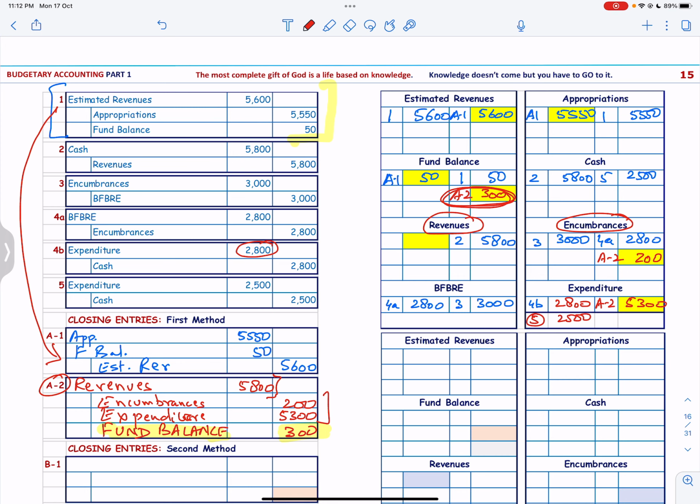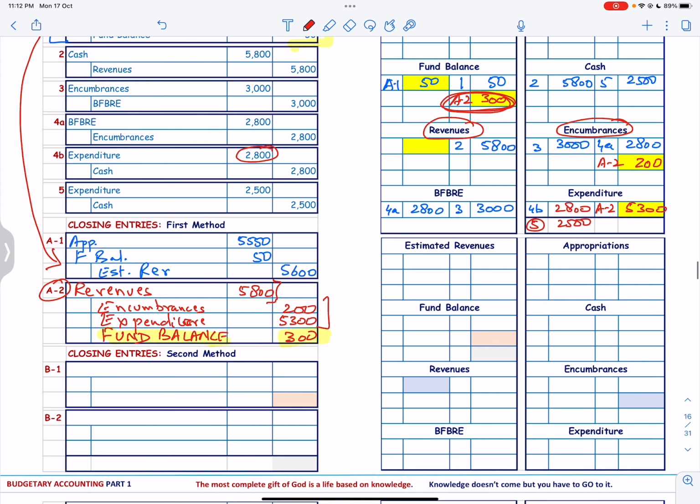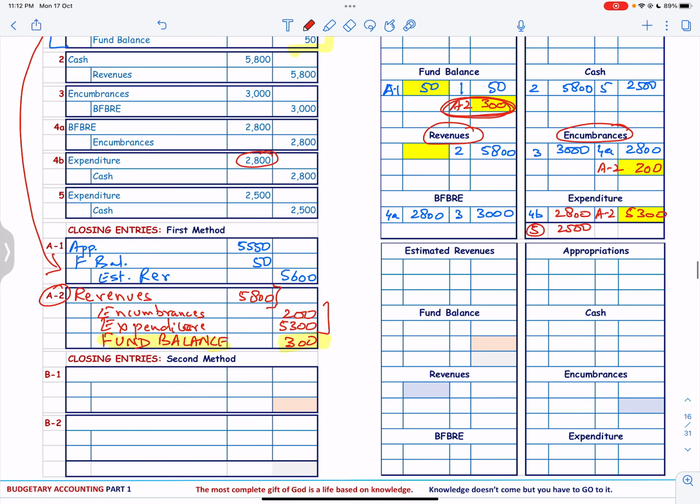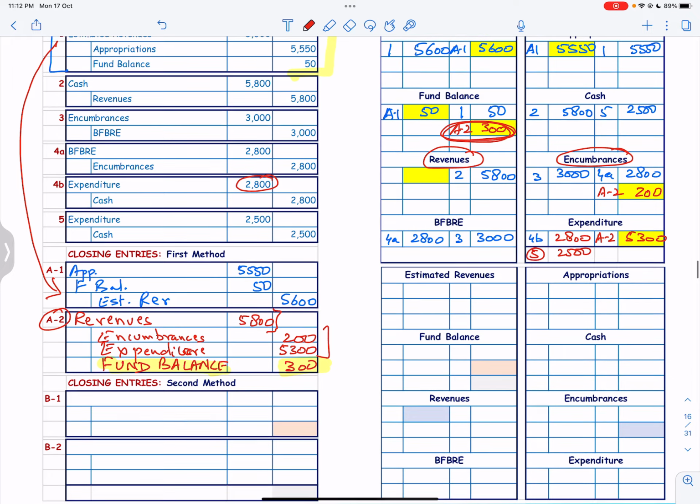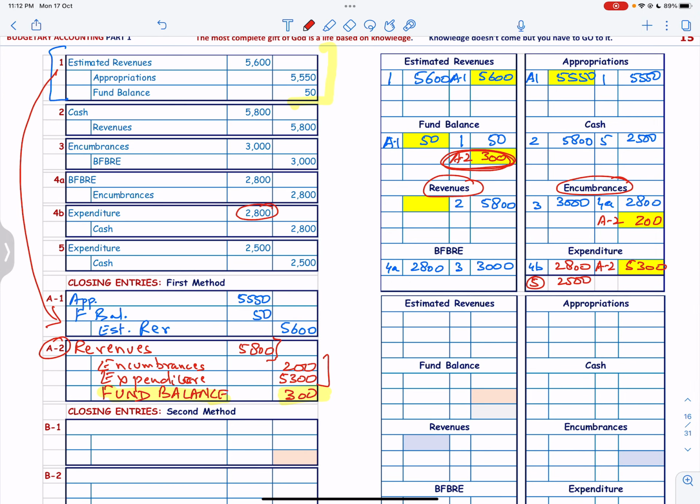Okay. Now we are going to adopt another method, and in the second method we are going to close the revenues, and we will be closing the revenues against our estimated revenues. So revenues are debit, so again we will be having the same information as it was before. We have estimated revenues. Let me clean up.